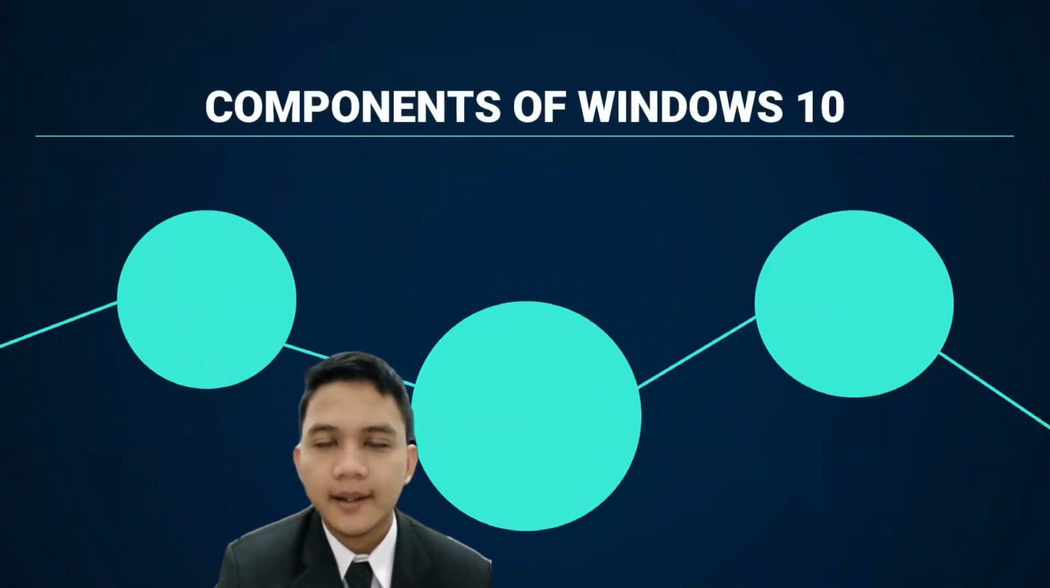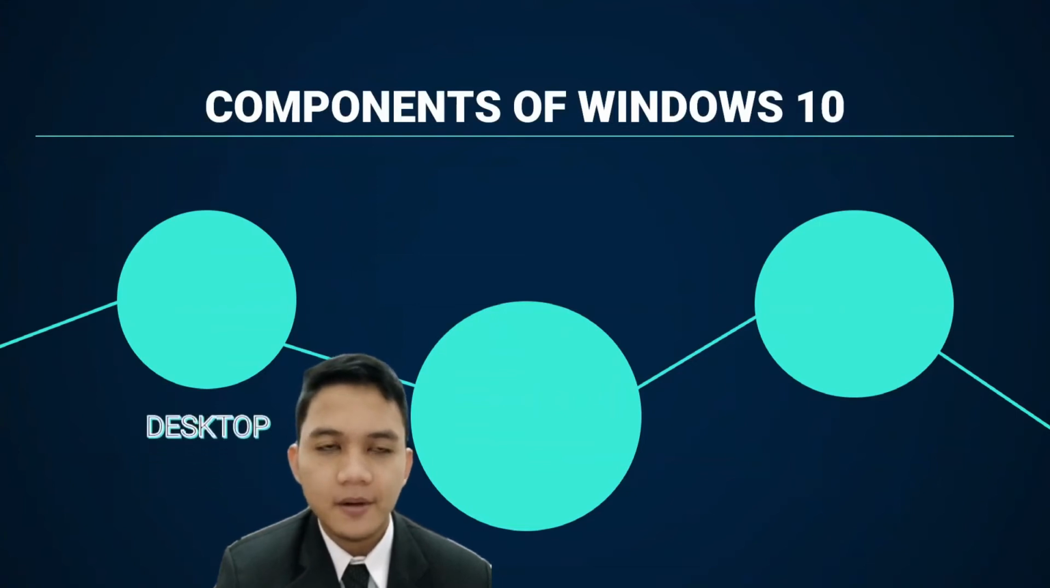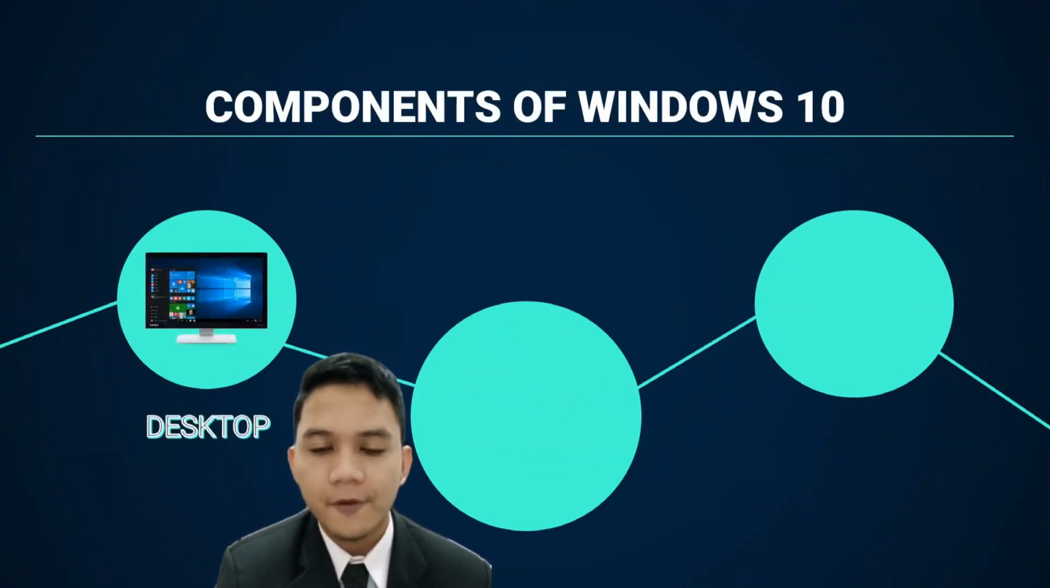And the component of Windows 10 now is desktop. Desktop is the main working area of many of your computer operations, and in here you can access important functionality as well, such as search bar, taskbar, and then file explorer.